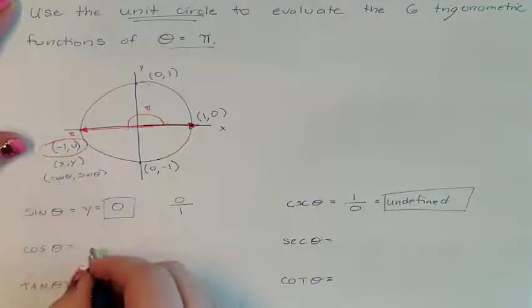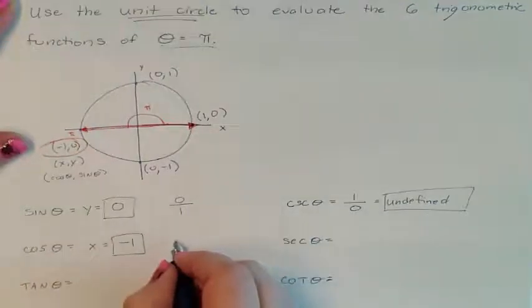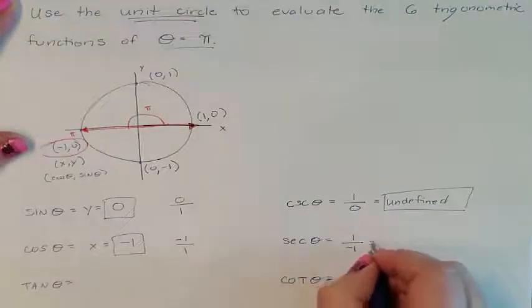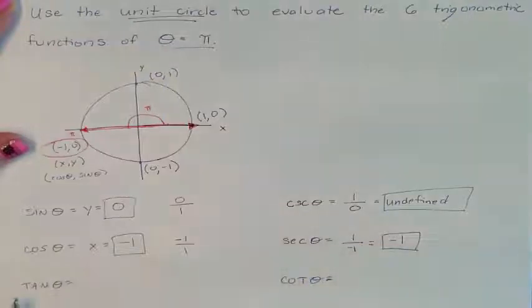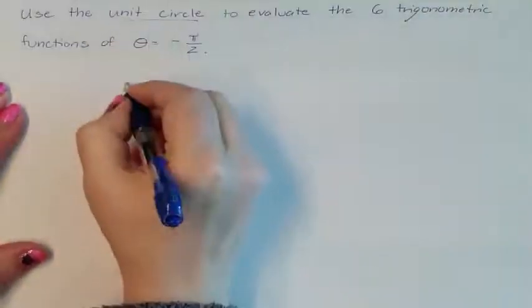Cosine, I know, is always my x, and I found out my x to be negative 1. If this were a fraction, it would have been the fraction negative 1 over 1. So if I were to reciprocal that for secant, I would have gotten 1 over negative 1, which simplifies down to negative 1. Tangent is y divided by x, and I know my y is always my sine, and my x is always my cosine. My sine was 0. My cosine was negative 1. If I simplify this fraction, I get 0. But if I were to reciprocal this fraction for cotangent, I would have gotten negative 1 over 0, which gives me undefined.